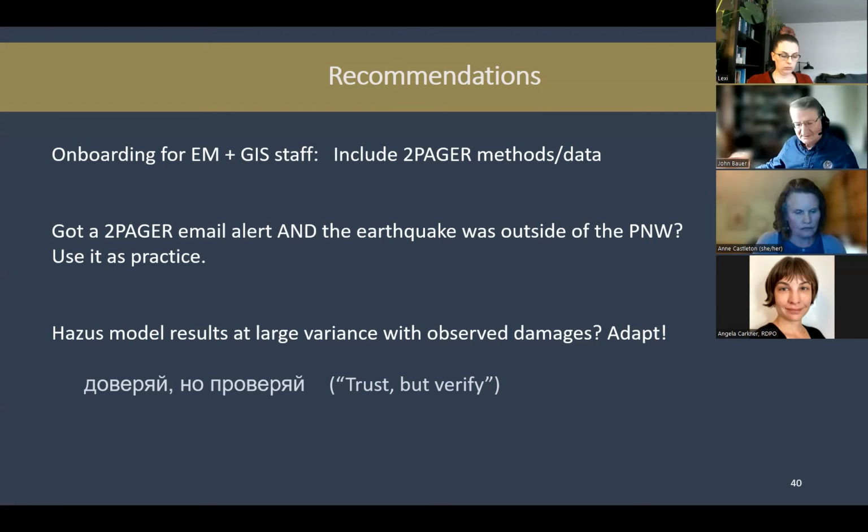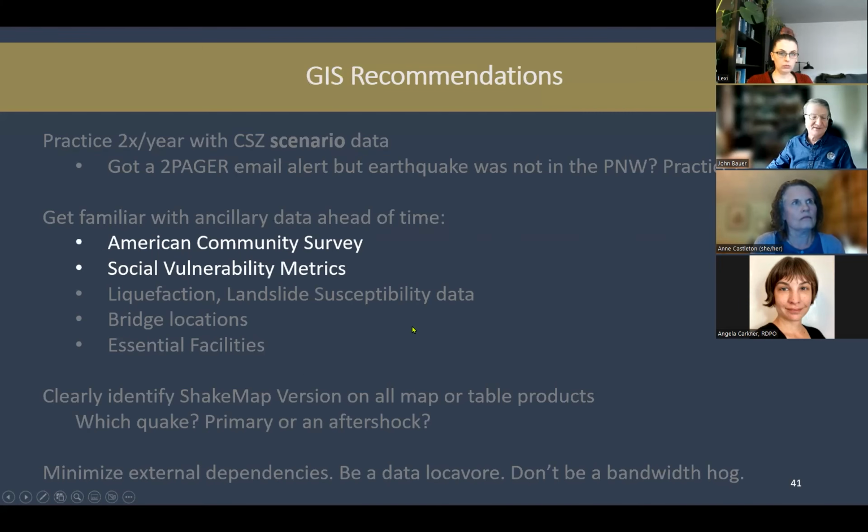And also, on the other side, trust but verify. That's an old Russian proverb. These results aren't truth, they are estimates. So be reasonable about how to use model results like those that come with the 2-pager. I won't go into these in detail. This is for a GIS crowd. What I'm going to recommend is these right here, stuff you can do ahead of time.